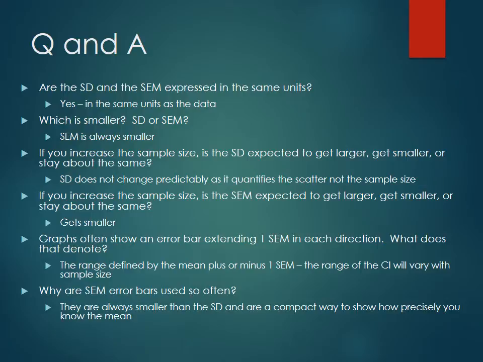Okay. So if you increase sample size, SEM is expected to get larger, smaller, or stay about the same? Should end up getting smaller, right? Because as that denominator grows, it's going to drive your SEM down. So if we're looking at graphs showing error bars extended one standard error of the mean in each direction, what does that tell you? In your own words.